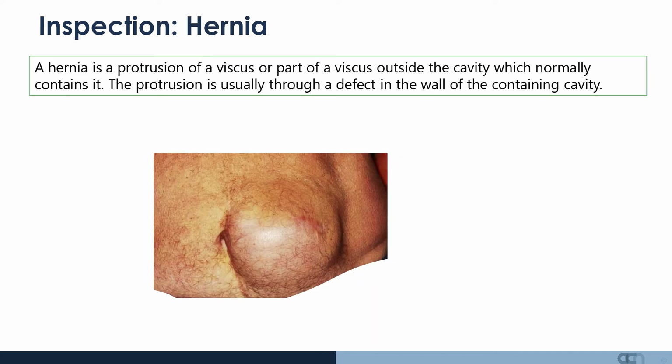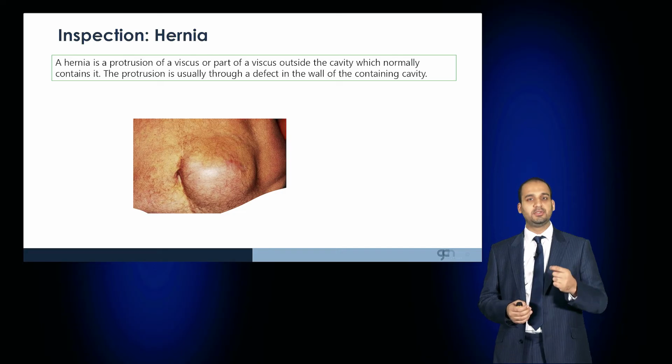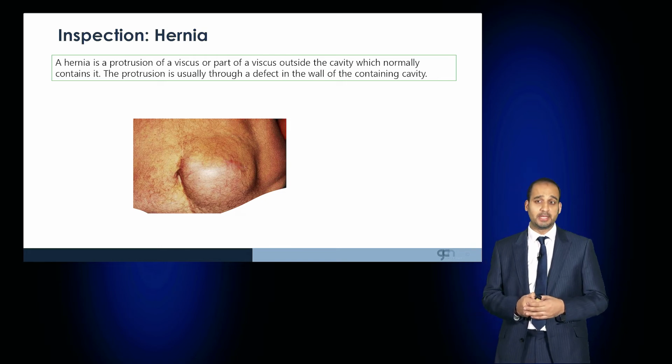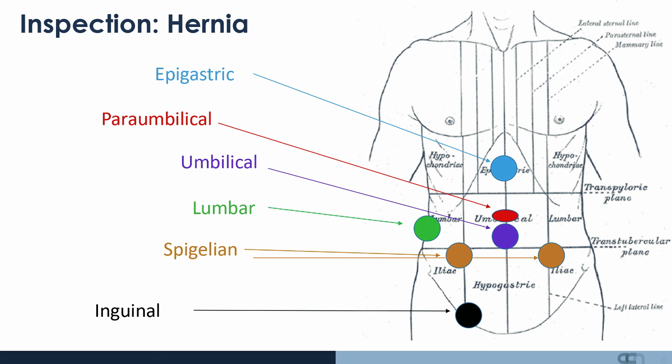Note that a hernia is a protrusion of a viscus or part of a viscus outside the cavity which normally contains it, and the protrusion is usually a defect in the wall that contains the cavity. There are a number of different types of hernia that you should be aware of, and these are essentially defined by the area that they're found in.